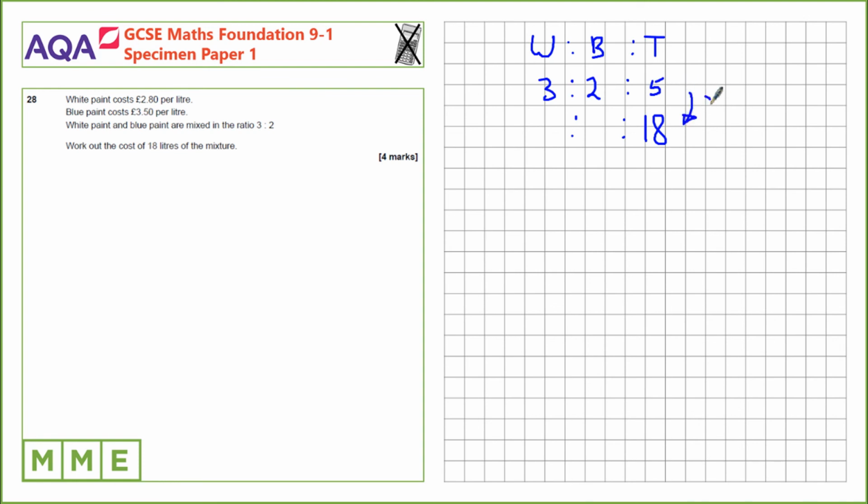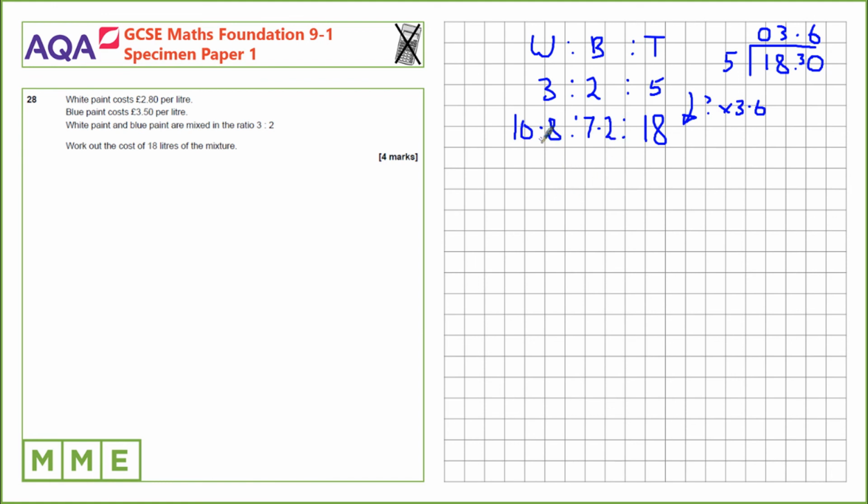And we need to work out what we've multiplied by to get from 5 to 18. So to do that, we'll divide 18 by 5. So 5's into 18, go 3 times, with a remainder of 3. That's 3.6. We need to multiply 3 and 2 by 3.6. So 3 times 3.6 is 10.8 litres, and 2 times 3.6 is 7.2 litres.